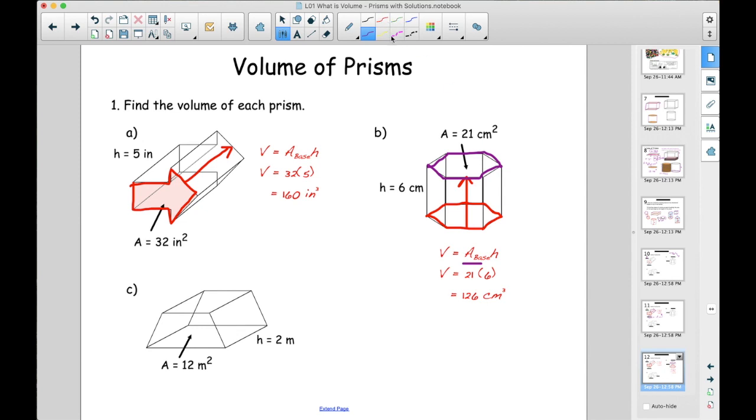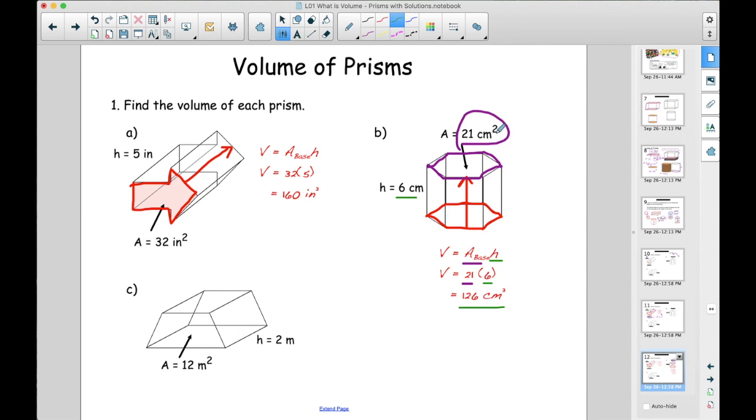Now I'm going to do the area of the base in purple, so there's the area of the base. I'm going to plug that right in for the area of the base. I'm going to use green for the height of the stack. The height of the stack is 6. Plugging that in there, 21 times 6 gives me 126 cubic centimeters.